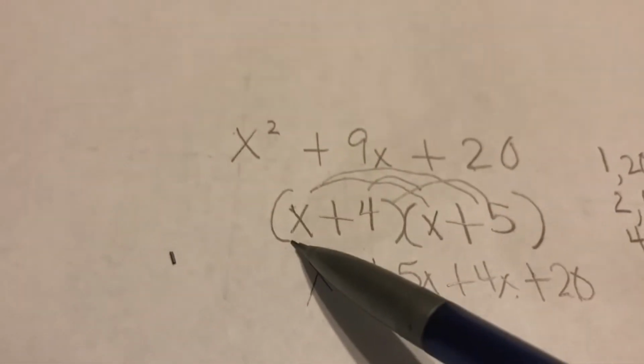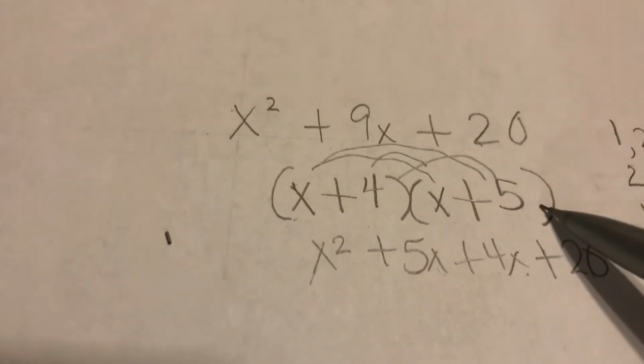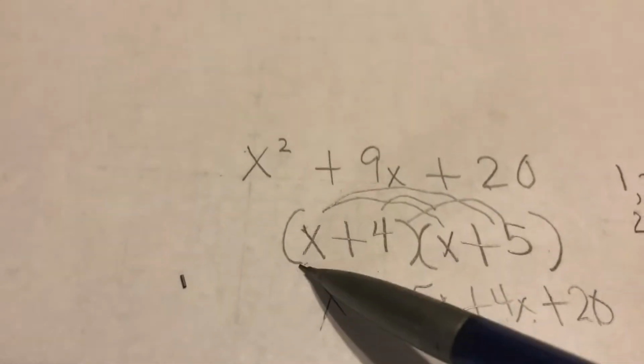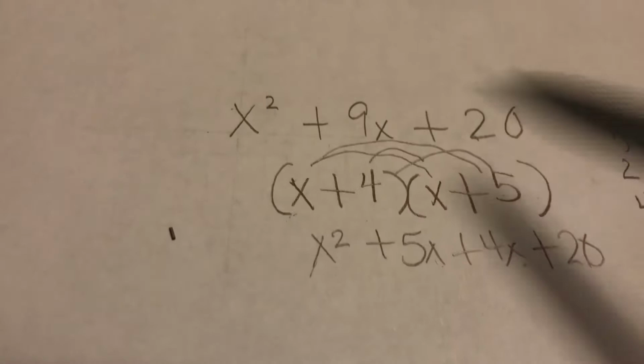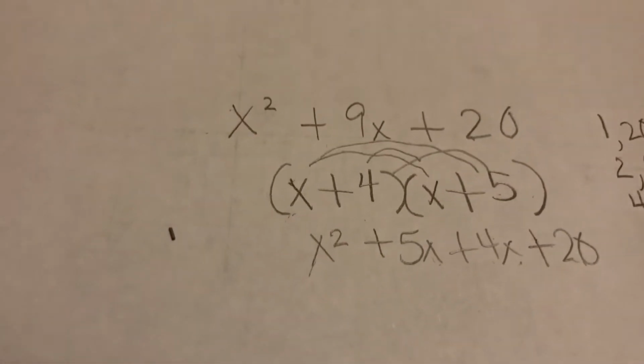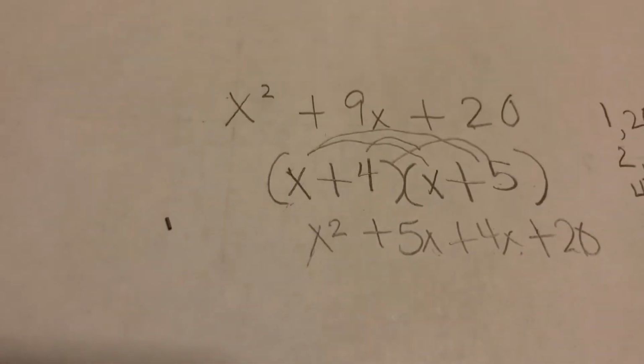And it doesn't matter which order. You could have the quantity x plus 4 times the quantity x plus 5, or you could have the quantity x plus 5 times the quantity x plus 4. It wouldn't matter the order they're in. So that was yesterday when they're both plus.